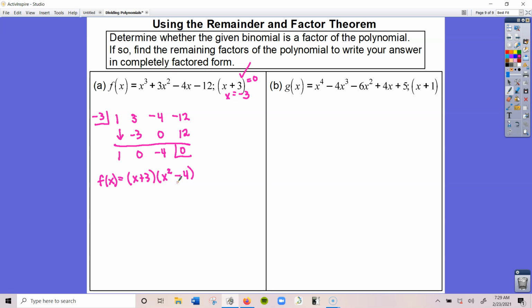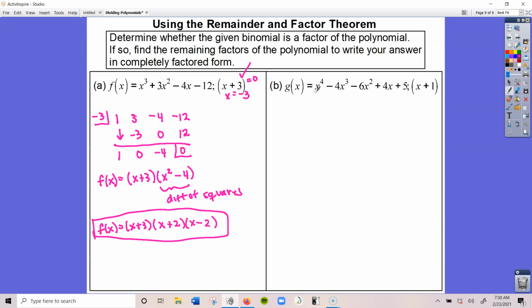Now this x squared minus 4, this is a difference of squares, since x squared is a perfect square and 4 is a perfect square. So remember, when you factor, you square root the first term. The square root of x squared is x. The square root of 4 is 2. Make one factor positive and one factor negative. And this is my polynomial now in completely factored form.